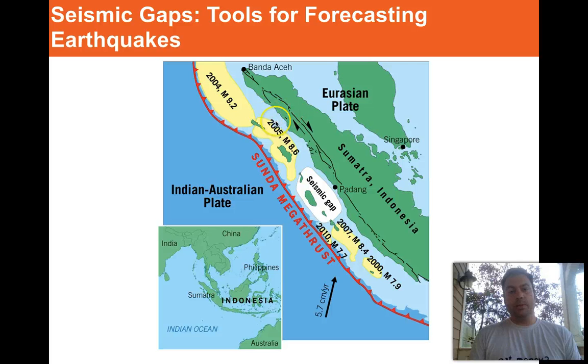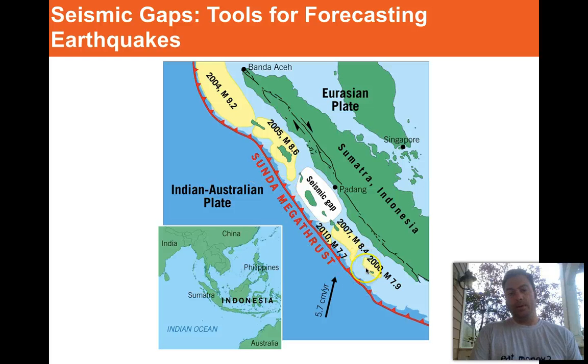Another way that we can do it is we can look at where earthquakes have occurred in the past. This would be an example called a seismic gap. Here we see a megathrust fault, which we'll be talking about in a couple of lectures. A megathrust fault is a subduction zone. And here we see a subduction zone that in 2004 generated a magnitude 9.2. This is a very large event. This is the one that killed well over 100,000 people in the Indian Ocean tsunami.